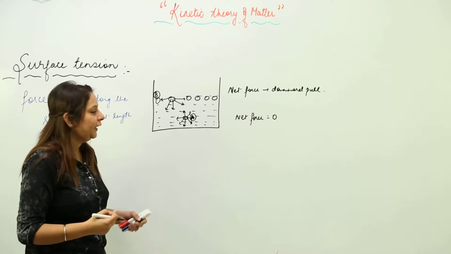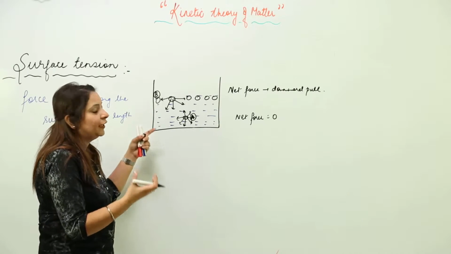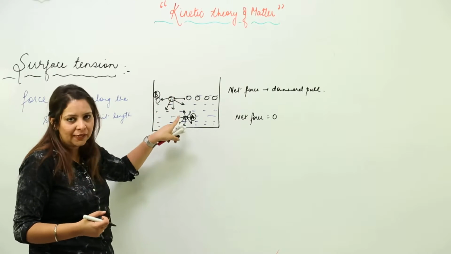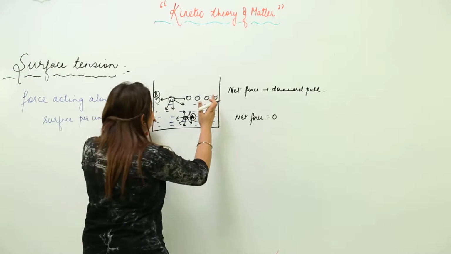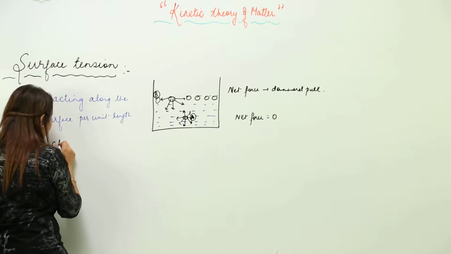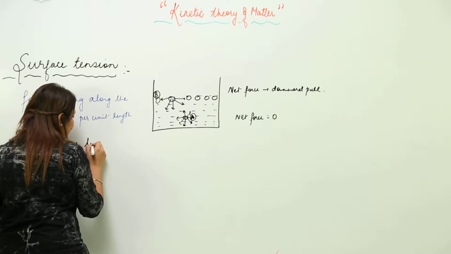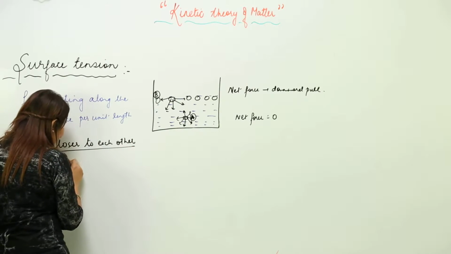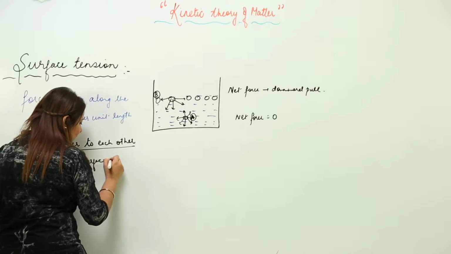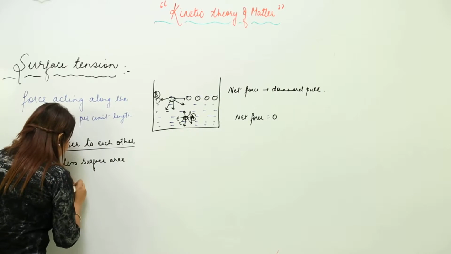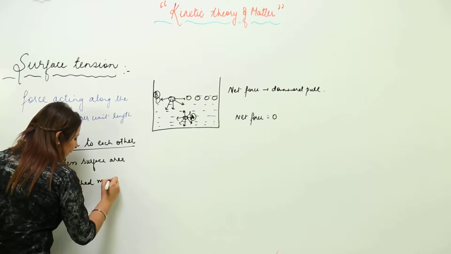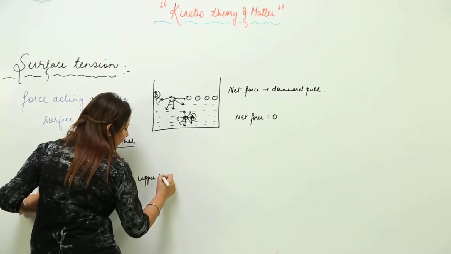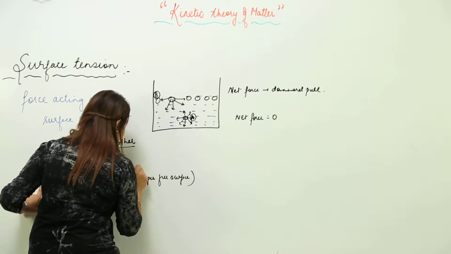Because they are experiencing a downward pull and there is no other force acting upward which can balance those forces, these molecules try to come closer to each other. And when they come closer, they occupy less surface area, or we can say that they appear to be a stretched membrane. I am talking only about the upper free surface. It appears to be a stretched membrane.